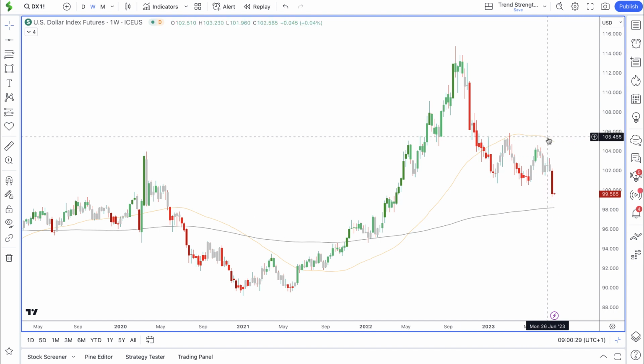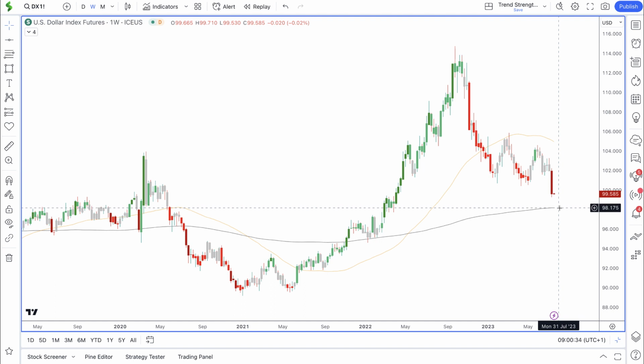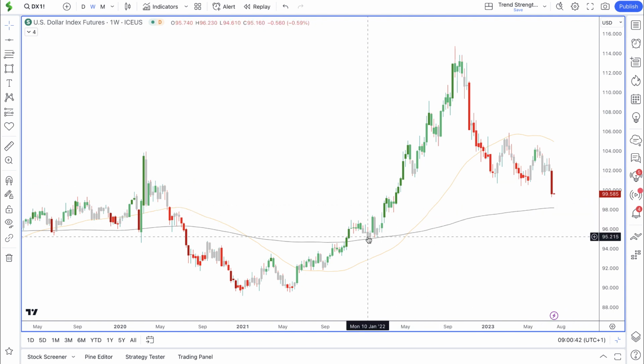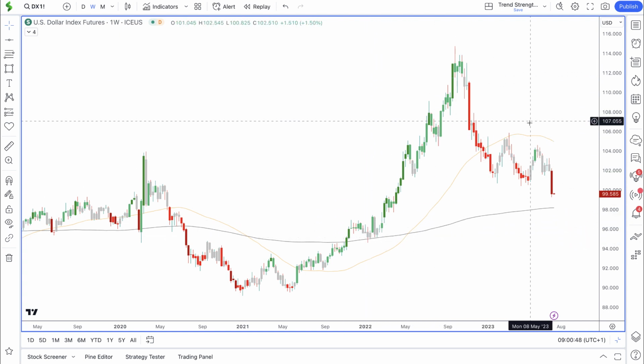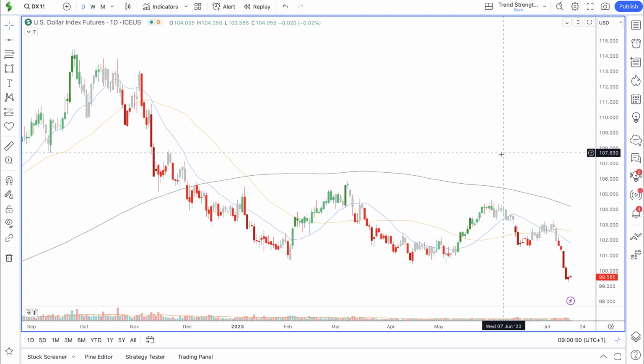Price is below this 50 simple moving average, the orange line, but above the 200. So this may act as a level of support if we continue to see a decline, and price may come down to this level and bounce from this level. As we saw back here in January 2022, price pulled back to the 200 simple moving average, and then we saw this rally. So let's see what the daily time frame looks like.